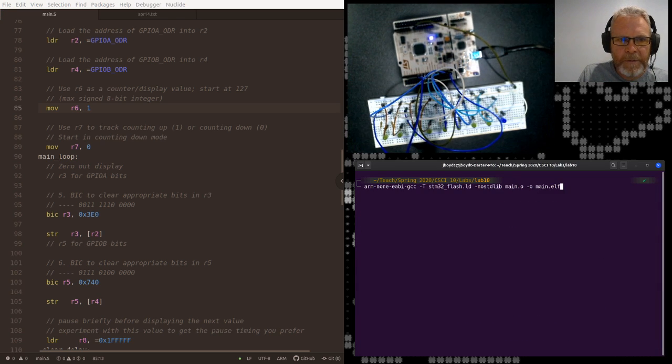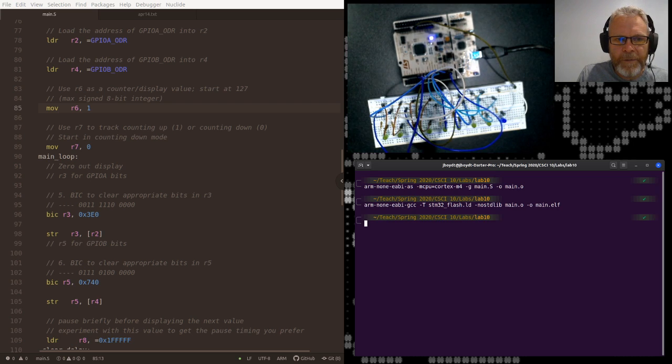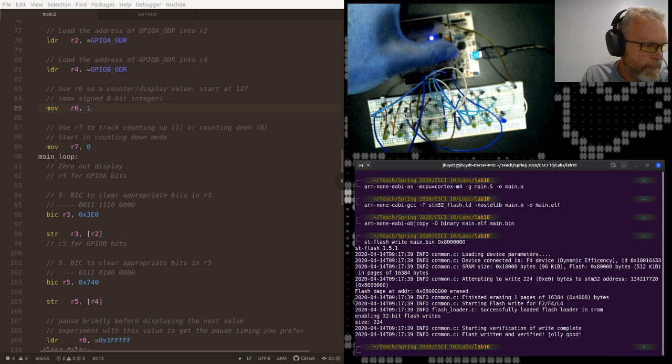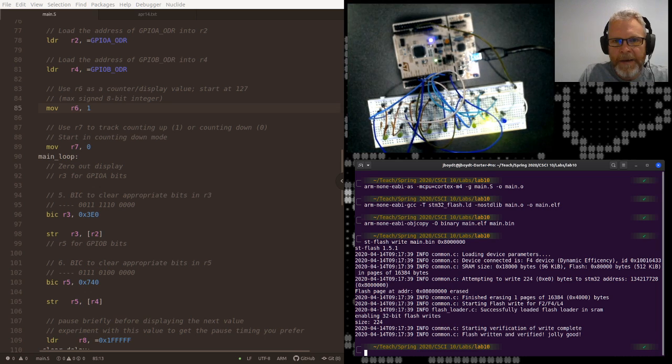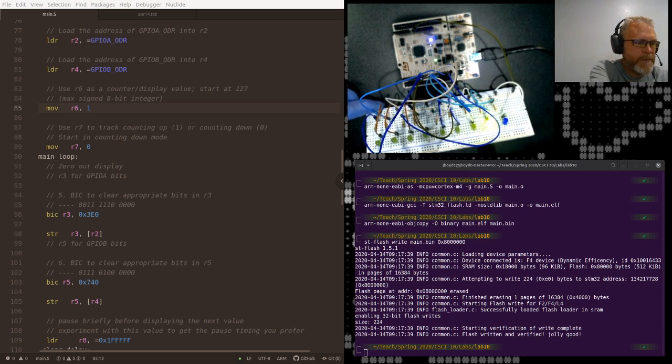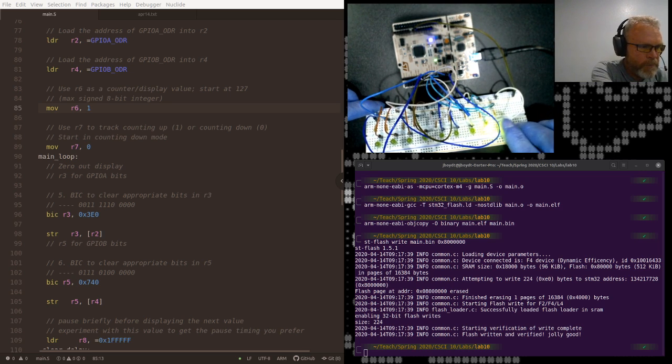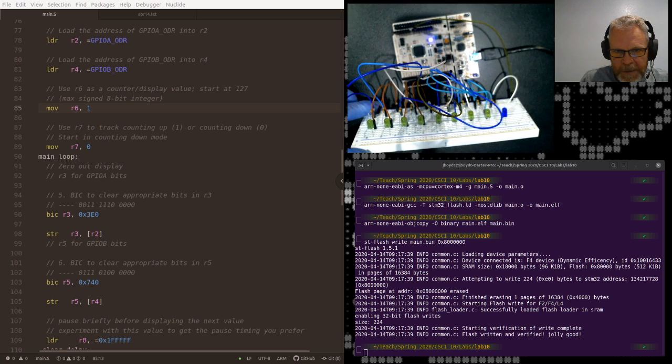So clear, assemble, elf, bin, flash, jolly good, black button. And now the red LED is not flashing on. And the reason why just that 1 LED is flashing on is because it's displaying the counter value, which is 1, and then they all turn off, and displays it again, 1, they all turn off. So because 1 is not negative, the red light is not coming on, and that's what I wanted.